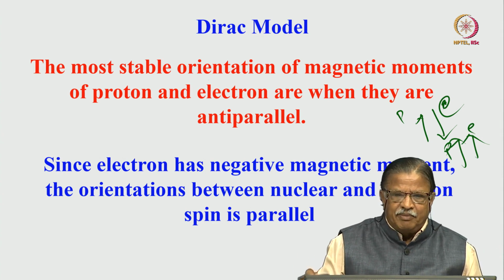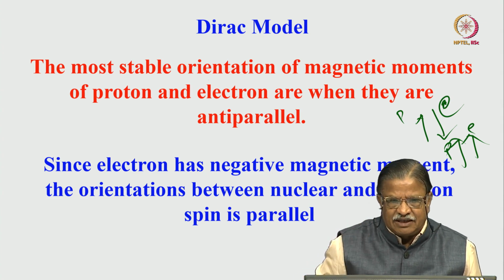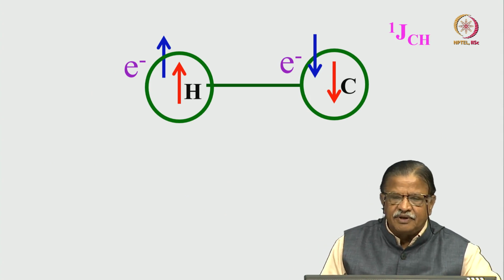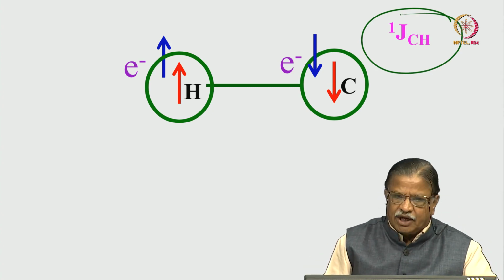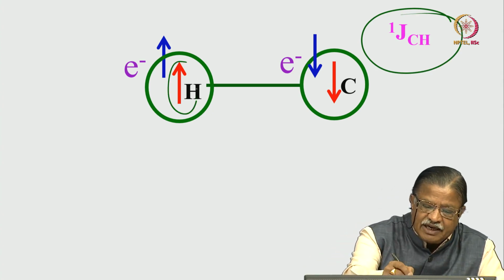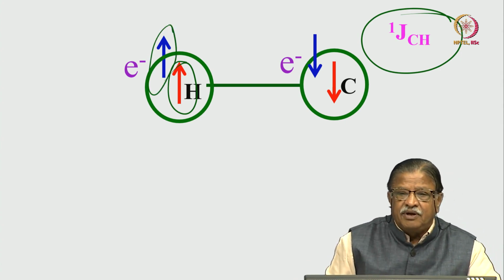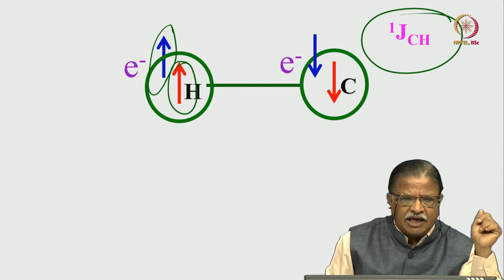The magnetic moment of proton and that of the electron, if the alignment is in the same direction, then it is a stable state. Okay, this is how it is. To understand the Dirac model, consider the example of one bond coupling between carbon and proton. The nuclear spin has orientation like this. As I said, the electron has to be oriented parallel to it to become a stable state, not anti-parallel, because the electron has negative magnetic moment, I said.